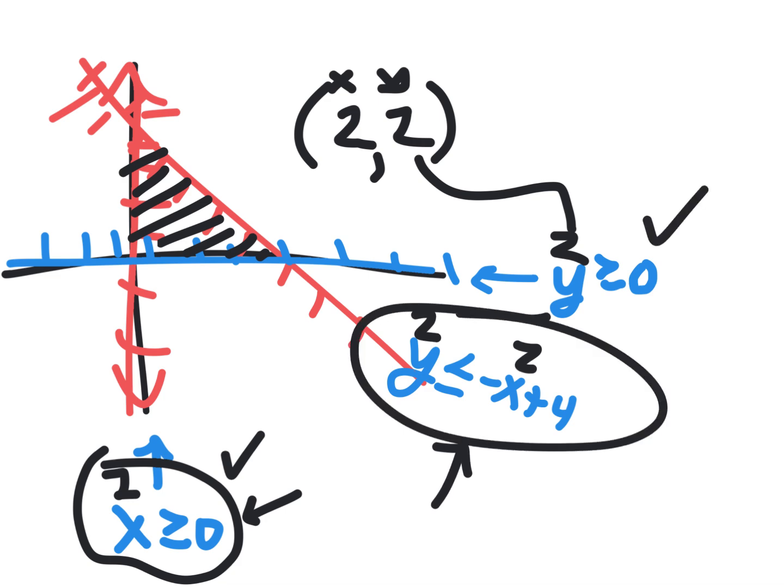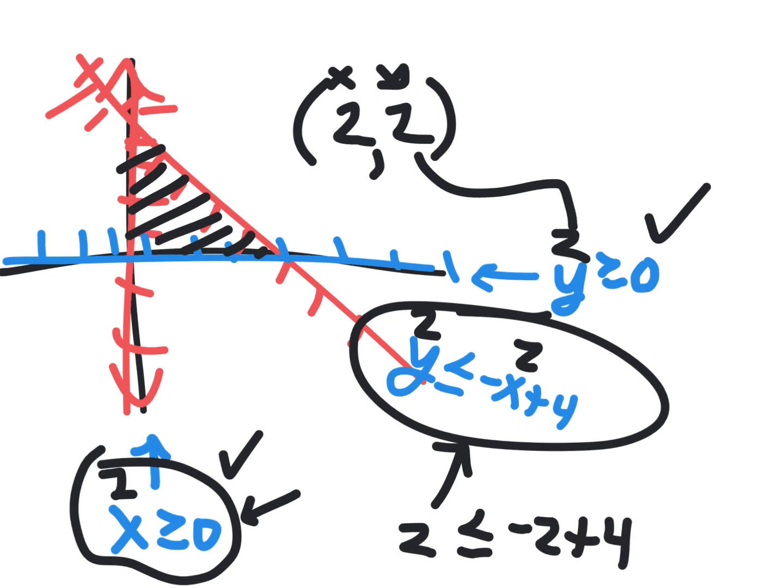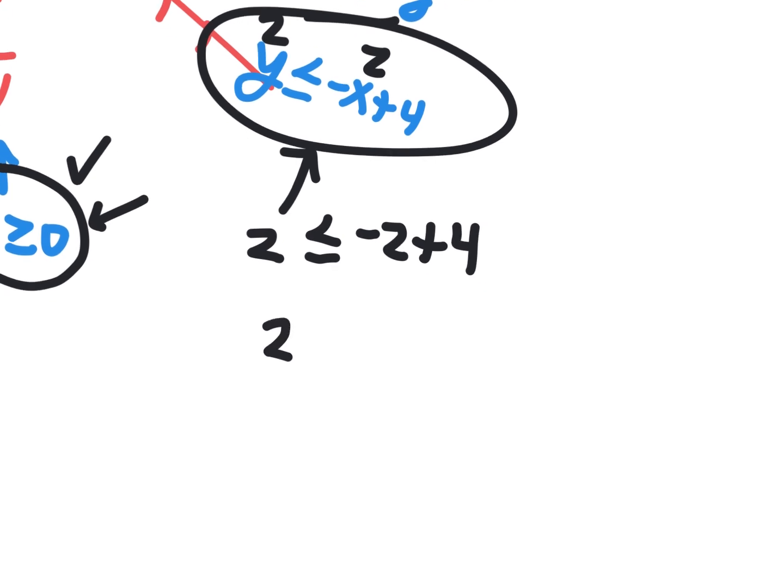I'm going to write it. 2 is less than or equal to -2 plus 4. We better actually solve that. What is -2 plus 4? It's 2. Is that a solution? Yes, it is.